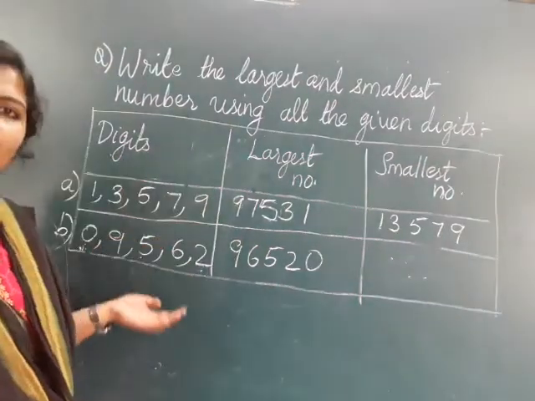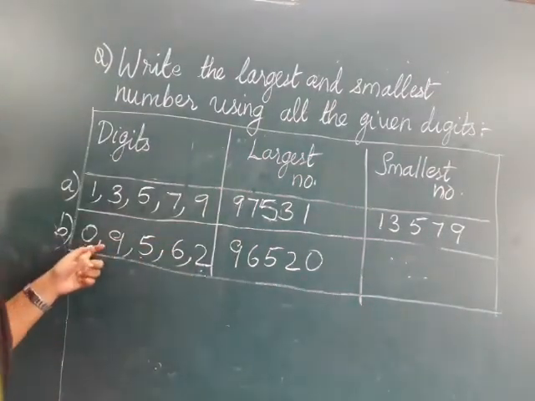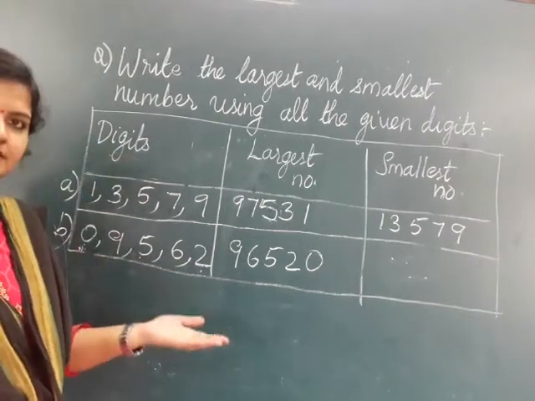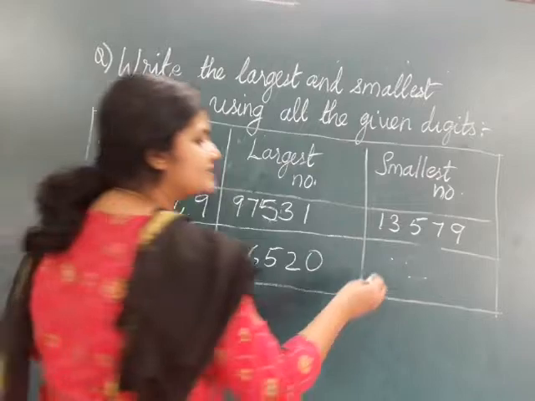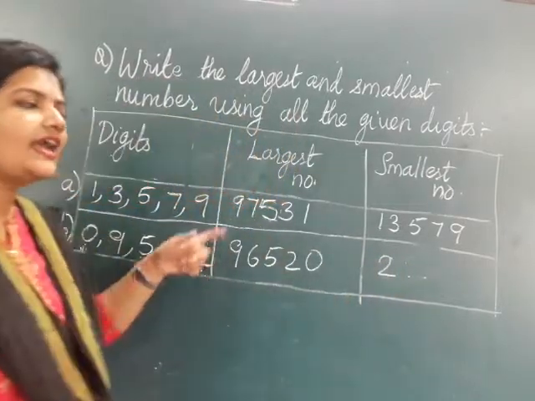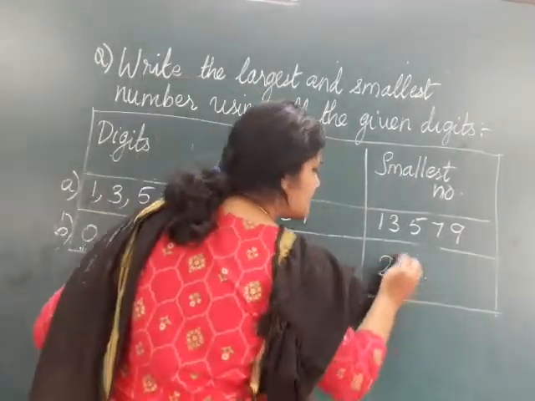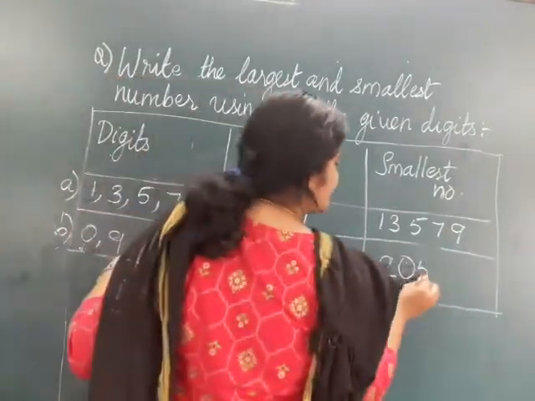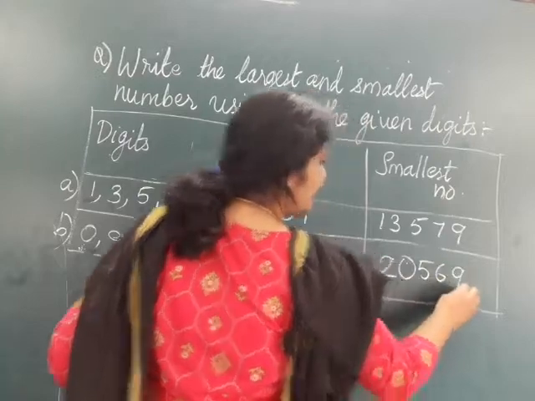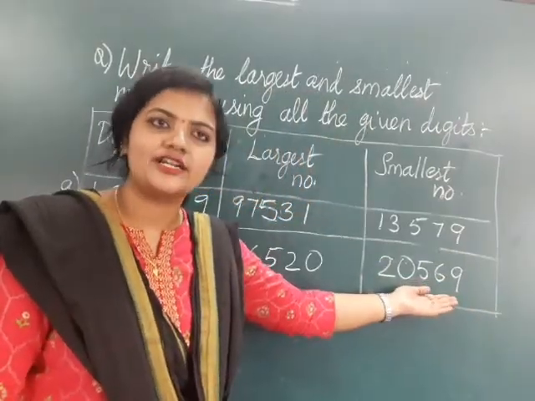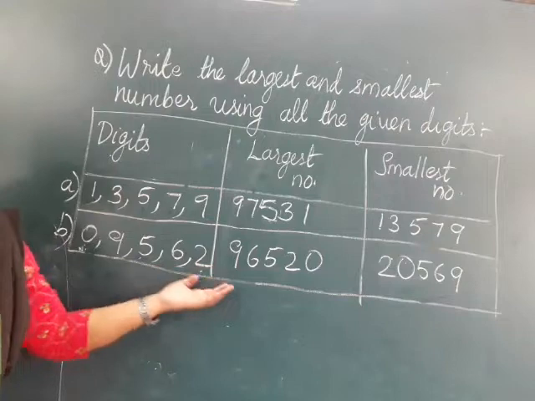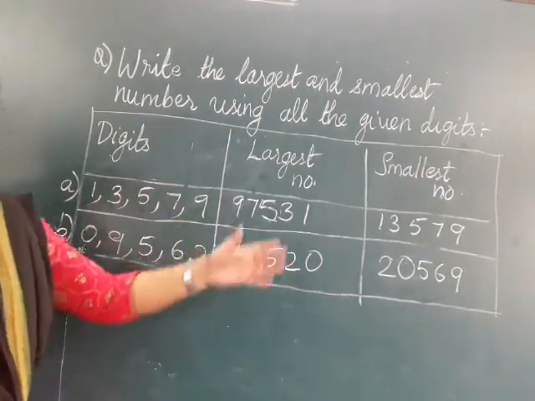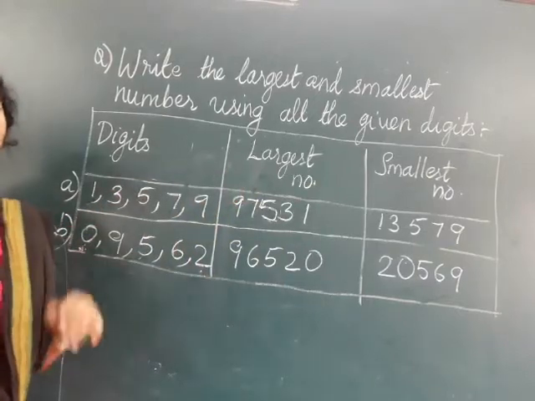The smallest digit is 0, but we know that no number will start with 0. So which is the next digit? The next digit is 2. So let's start this number with 2 and the second digit will be 0. Now which will be the third digit? It is 5, then 6 and then 9. So this is the smallest number which can be formed using the given digits. Hope you understood how to find the smallest and largest numbers using the digits.